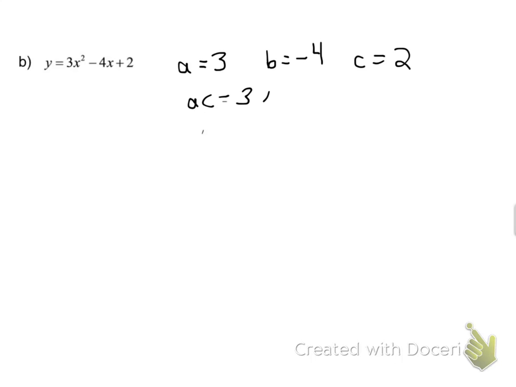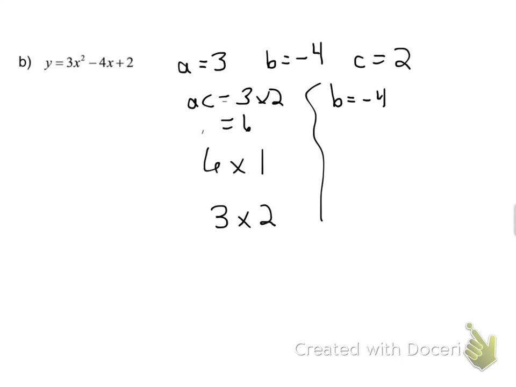We're going to go ahead and do question B. All right, for example B, we have to find the same thing as the x-intercepts. So we're just going to label our A value, our B value, and our C value. Before you start using the quadratic formula, you want to make sure that you maybe can't factor this. So we're just going to take a look at our AC, which is equal to 6, and our B value, which is negative 4. So the factors of 6 would be 6 times 1, or 3 times 2.